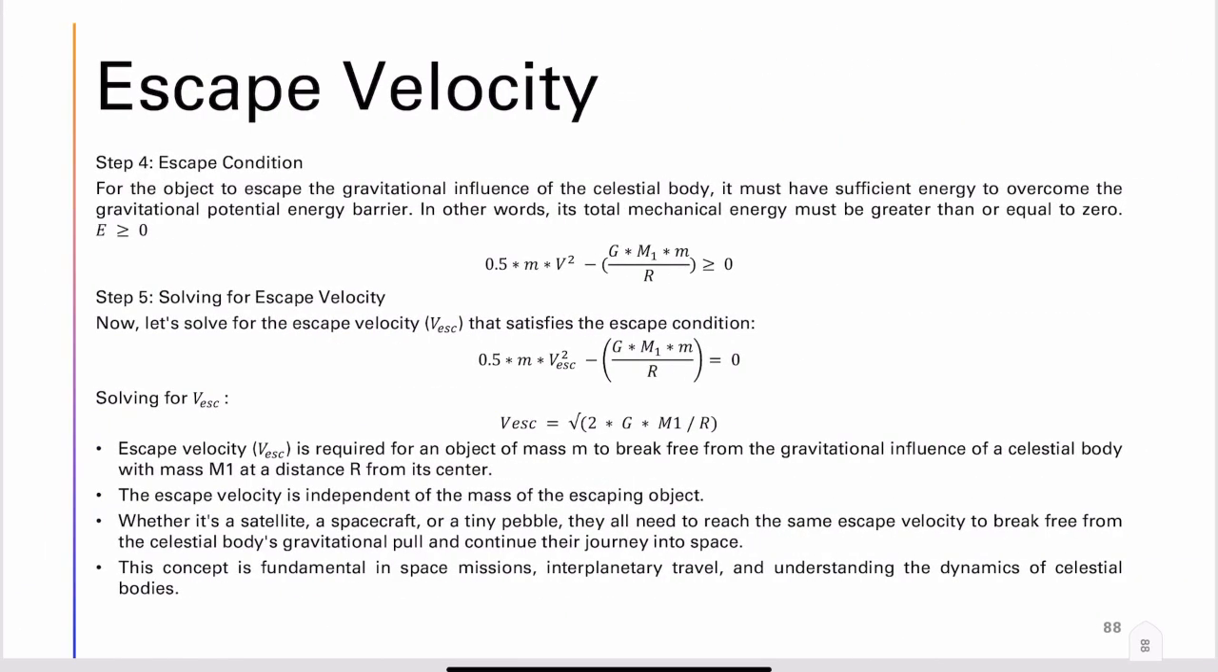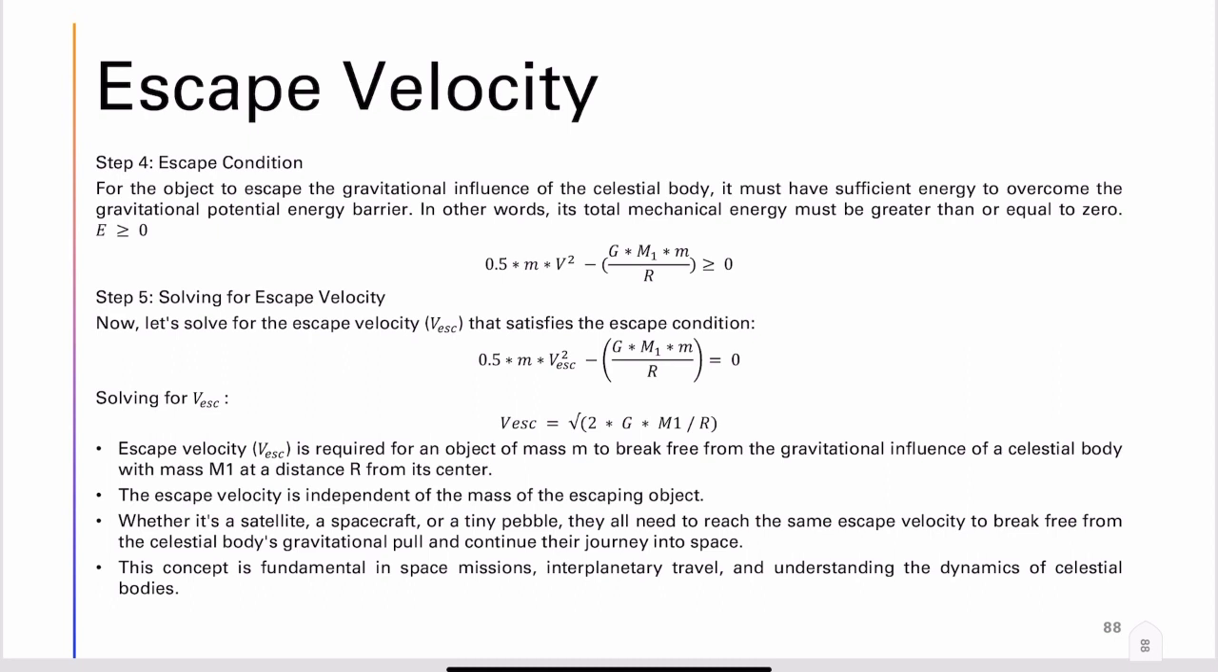So that is the condition we are going to apply. The difference should be greater than or equal to 0, which means the escape condition is that the total mechanical energy should be greater than or equal to 0. So solving for escape velocity, when I equate it to 0, that is the minimum energy required to escape from the orbit. So that is the escape velocity.